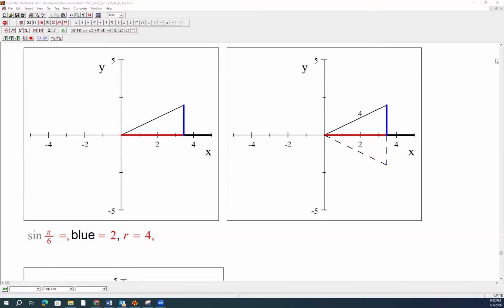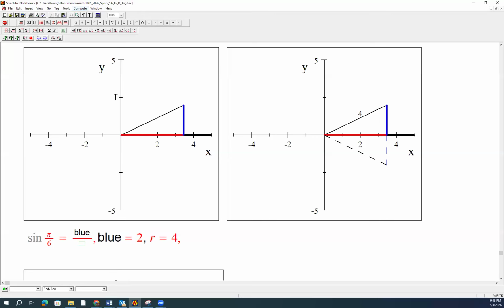So from this triangle, we draw the equilateral triangle, and then you understand, right? You got blue equals 2, and R equals 4. By this time, you use the definition, blue over R, you already get 2 over 4. You're done, equals half. So sine pi over 6 equals 1/2. You don't need a red.